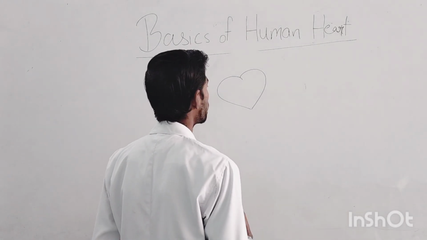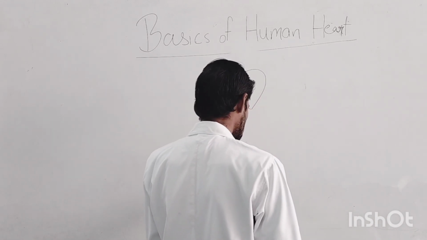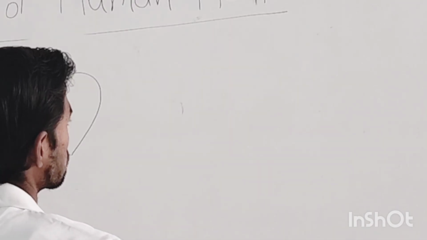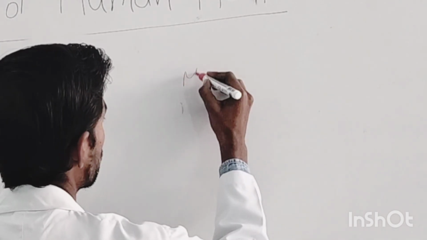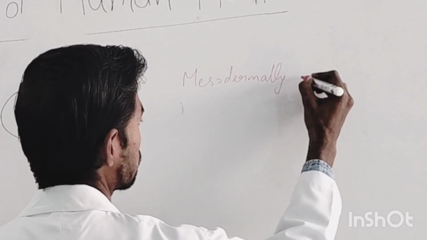Before learning the diagram, we should understand some basic points of the heart. What is the heart? The heart is a mesodermally derived organ.